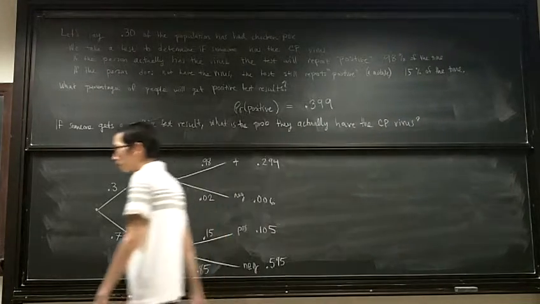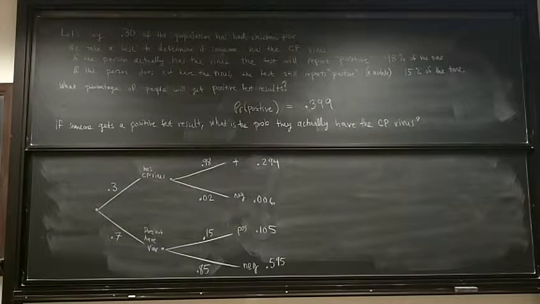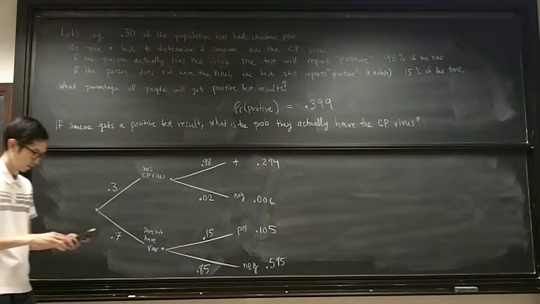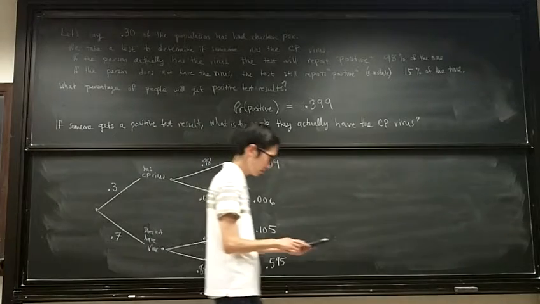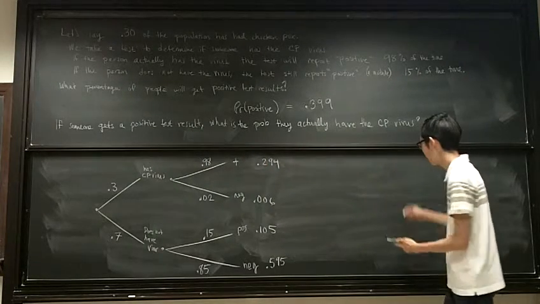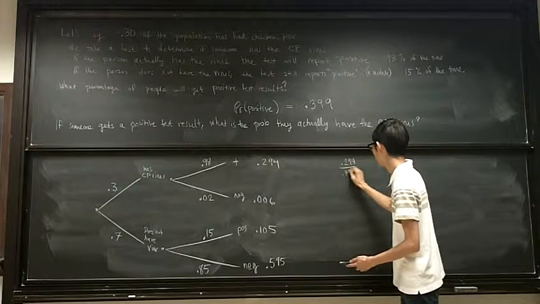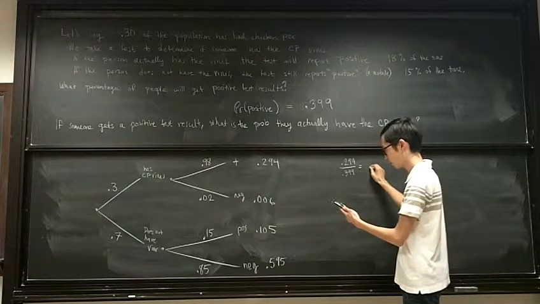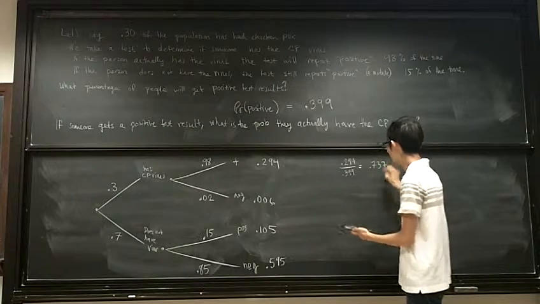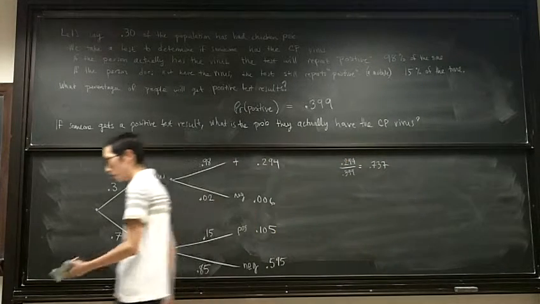Does anyone have an idea? 0.294 divided by 0.294 plus 0.105. Yeah, so it's 0.294 over 0.399. So the answer is this. 0.737. But let's talk about this, okay?